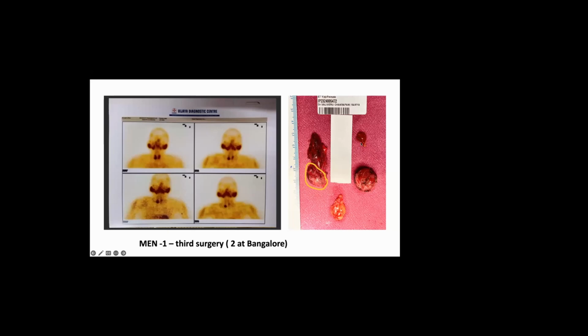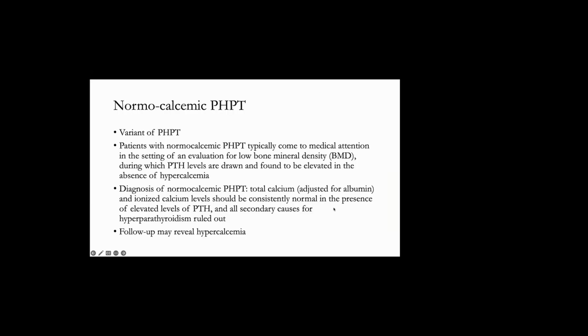And this is a left superior parathyroid, which was abnormal. So this is the thymus. So nowadays we have entities called normocalcemic PHPT, which is a variant of PHPT. Patients have normocalcemia, but they come to attention because of low BMD for their age, and during that workup we have seen that PTH levels are high, and there is no hypercalcemia though.